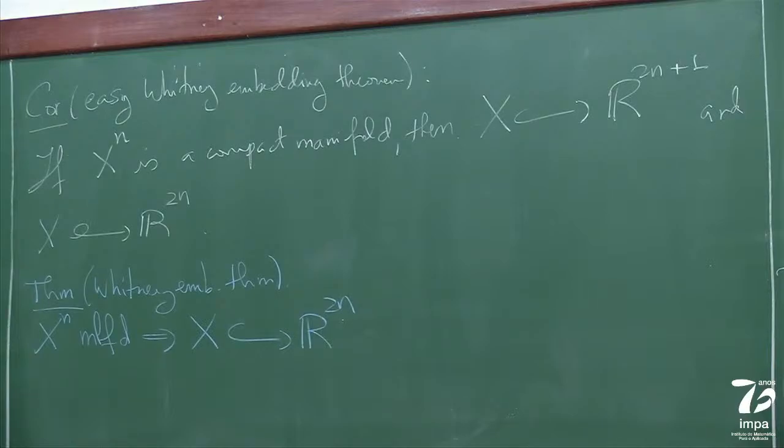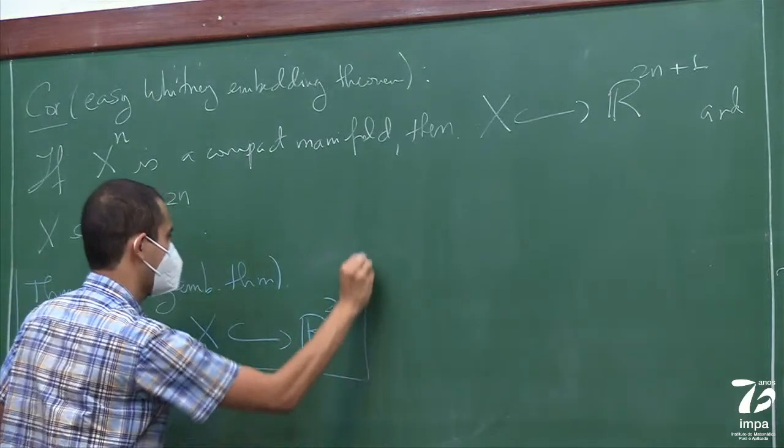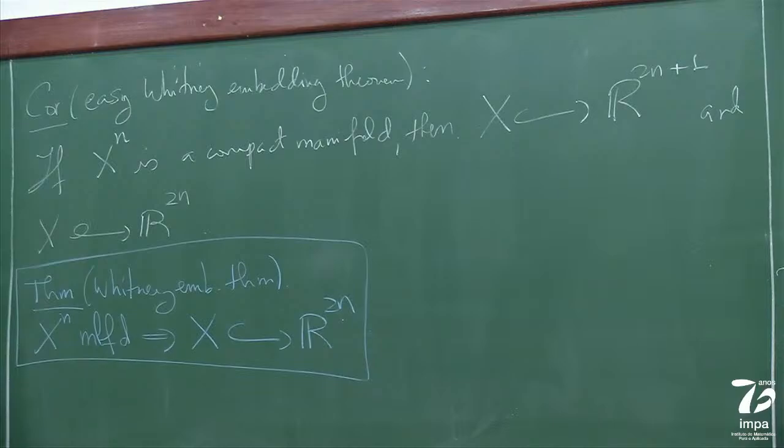Okay, so two things here that are improvements. First, you don't need X to be compact. It can be any manifold, a non-compact manifold. And for non-compact manifolds, we'll see this in this course. But what's really tricky here is to go from 2n plus 1 to 2n.